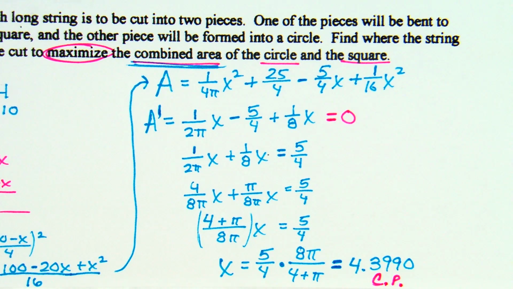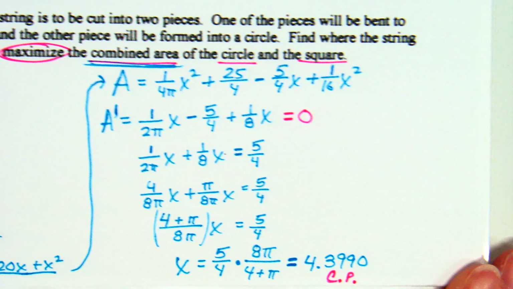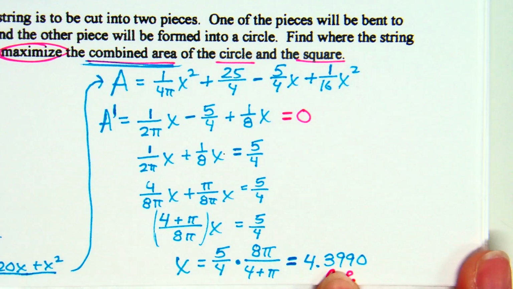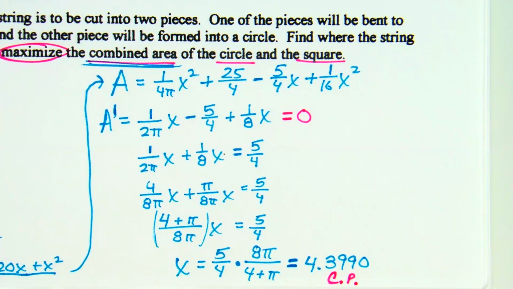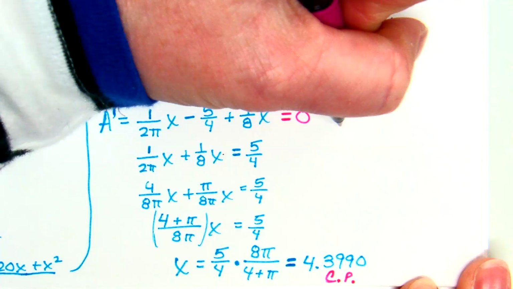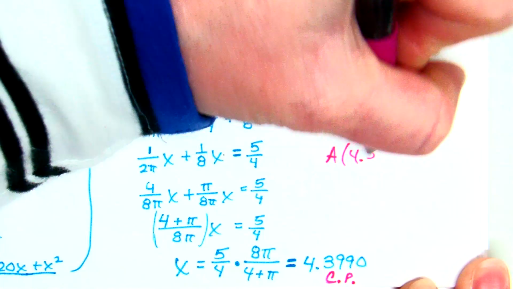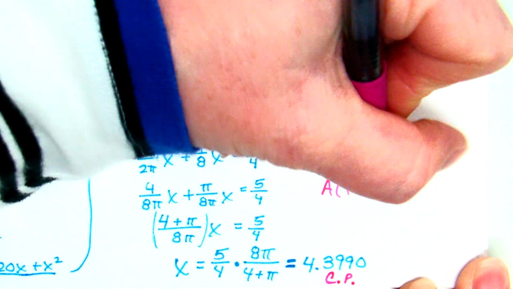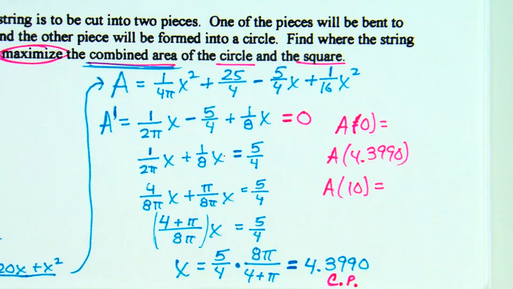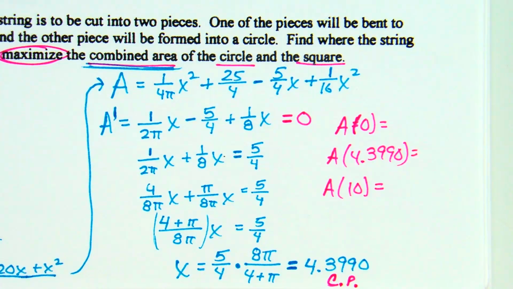It has endpoints, and so we need to check 4.3990 along with the endpoints. What are the endpoints? Left endpoint is length 0. Right endpoint is length 10. So we're going to need to find what A of 0 is, what A of 4.3990 is, and what A of 10 is. Which formula do I plug those into? The original.